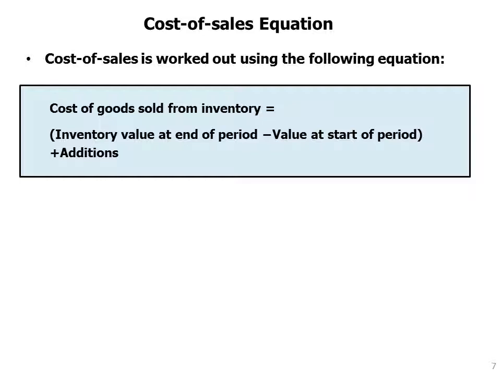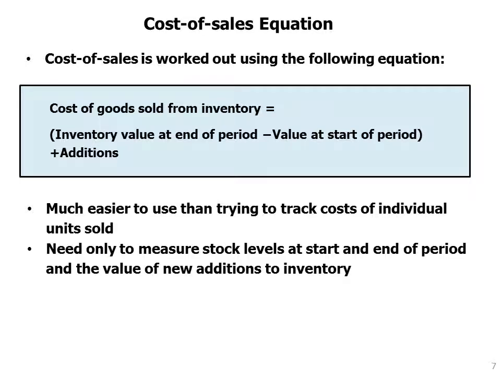Inventory value at the end of the period minus the value at the start of the period plus additions. So we need to measure three items: the value of the inventory at the end of the period, the value at the start of the period, plus the additions, rather than looking at the cost of the individual items sold. This is much easier to use and apply than trying to track the cost of individual units sold. So we only need to measure stock levels at the start and end of the period and the value of new additions to the inventory.